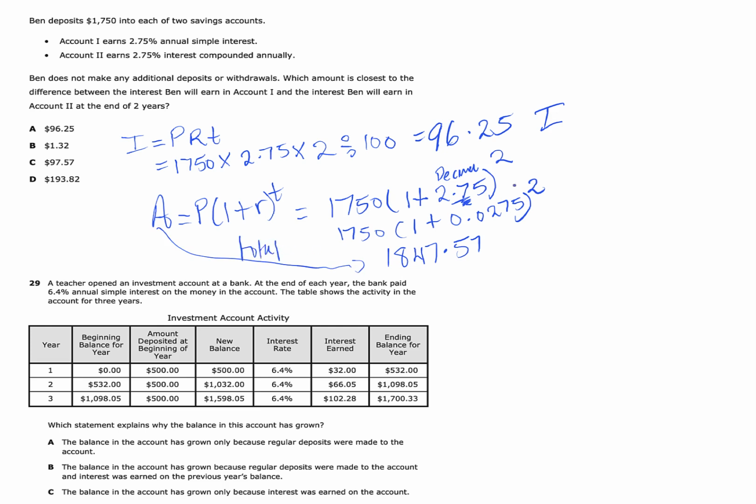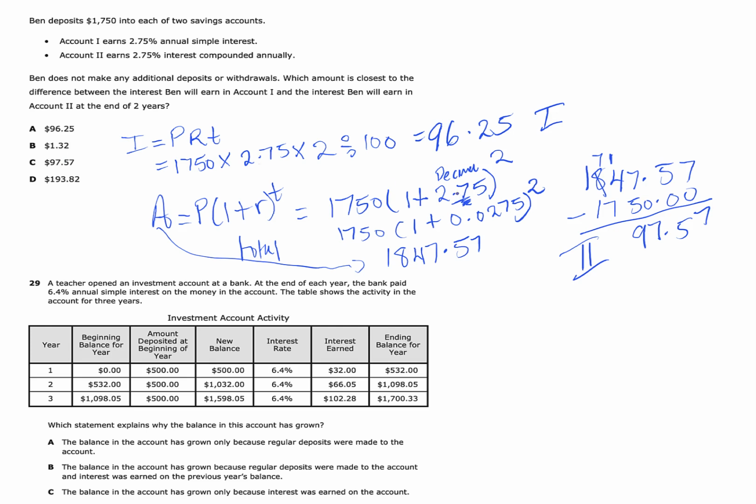So if we want the interest, we have to take 1847.57 and subtract 1750 to actually get our answer. So this is pretty simple. I'm going to do this by hand. So this is 7. I'm going to borrow from here. So that's 14. So we want 5 from 14. So that's 9. Account number 2 is going to have $97.57. And notice that is here too.